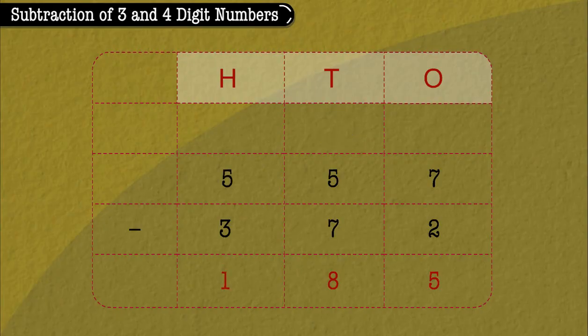Hence, on subtracting 372 from 557, we get the difference as 185. Here, the regrouping is done in the tens place.